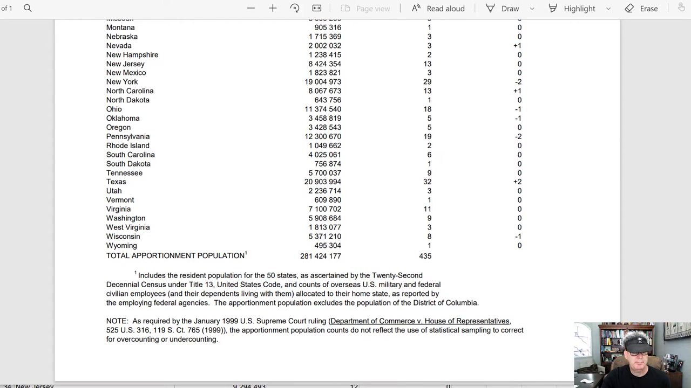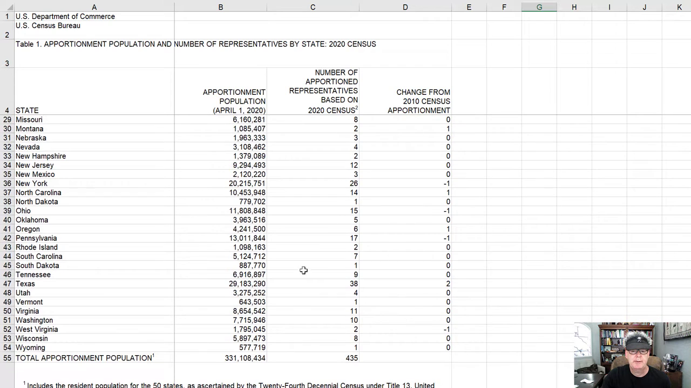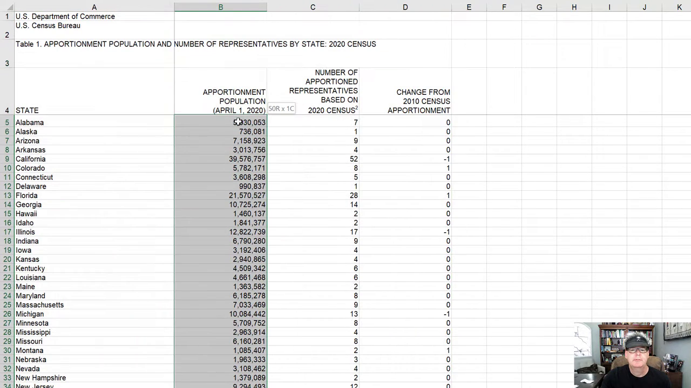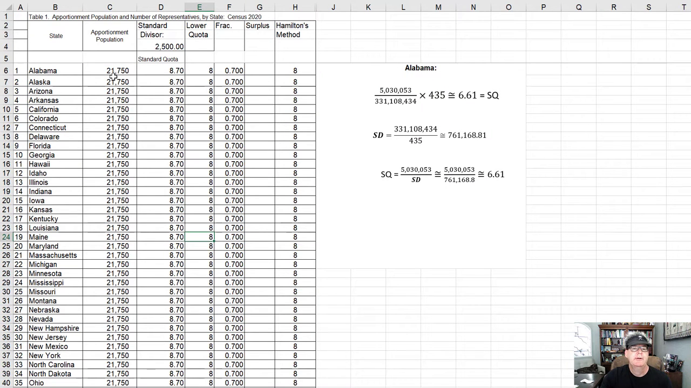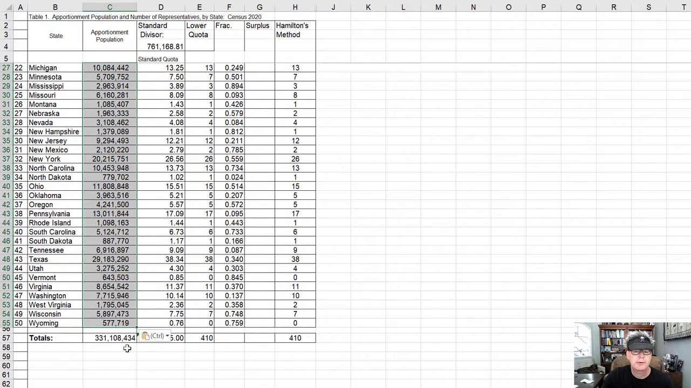So once we have the population, get it here, I'll just copy the population. So what I've got, 331 million. I'll start here. Oops. Just copy that population. I've got my spreadsheet all ready to take it in. There we go. And boom. Total, of course, it's the same.